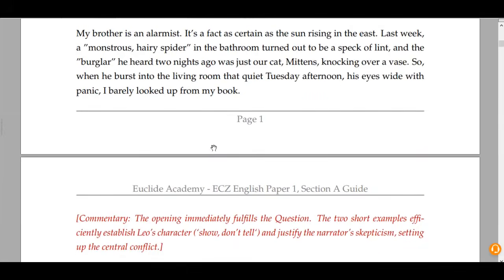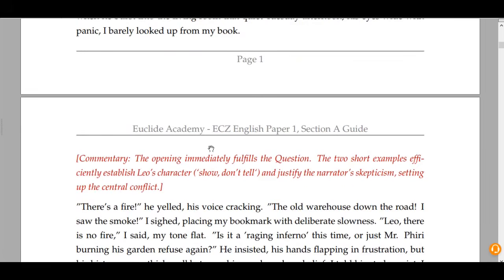If you're seeing this, the introduction should be powerful, more catchy, more storytelling. The opening immediately fulfills the question. We are answering the question just within the opening. The two examples talked about here efficiently show Leo's character, and justify why this guy is an alarmist.